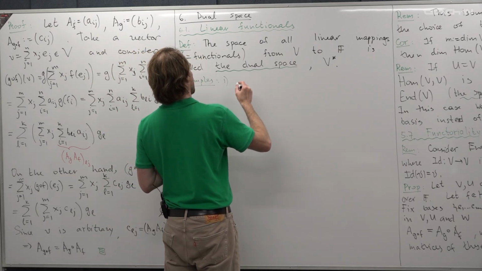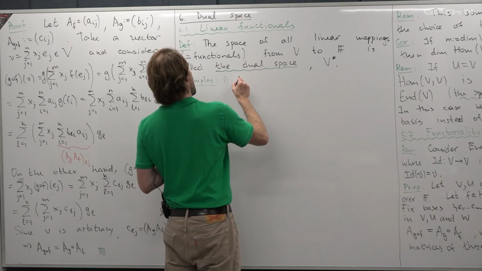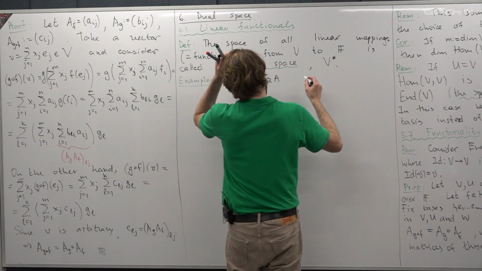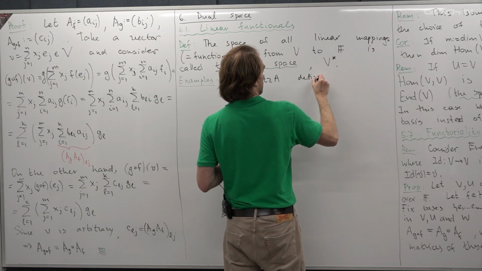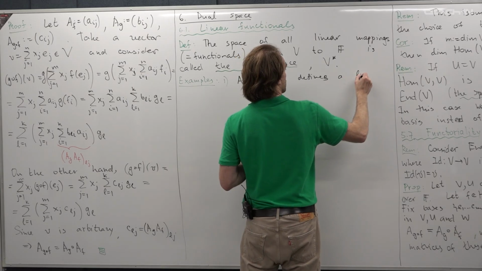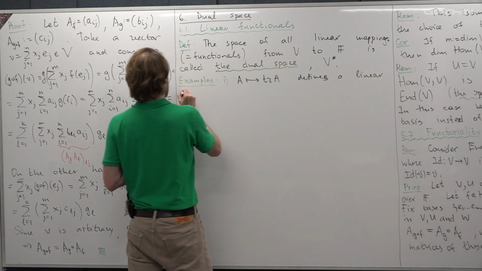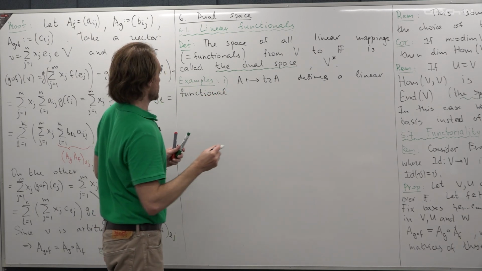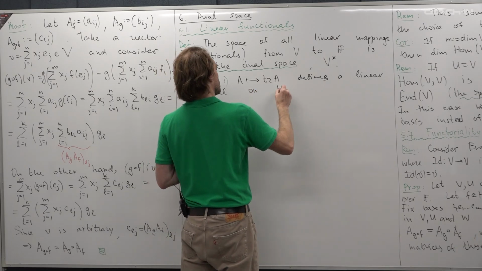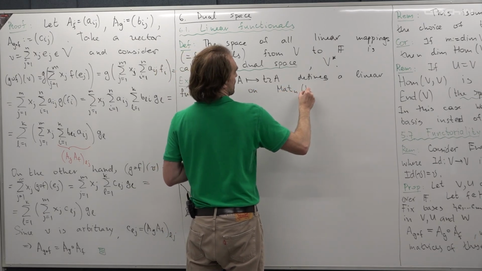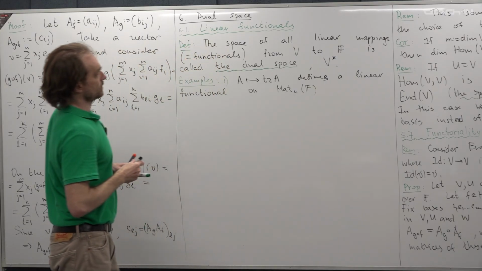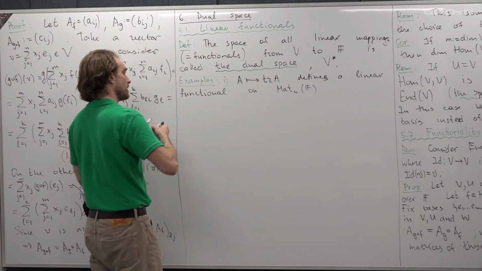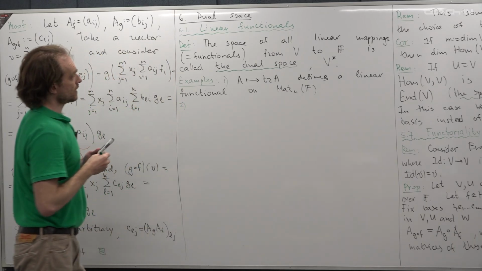So consider several examples of linear functionals. A maps to the trace of A defines a linear functional on the space of square matrices with entries from some field. So obviously this is a linear functional, a linear mapping. And maybe one more example.